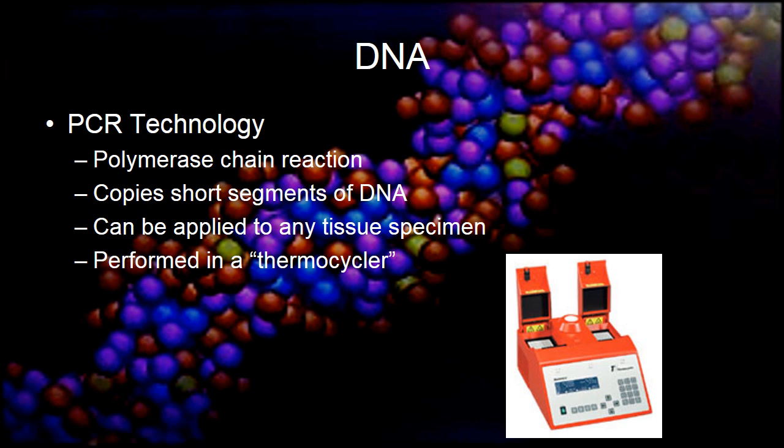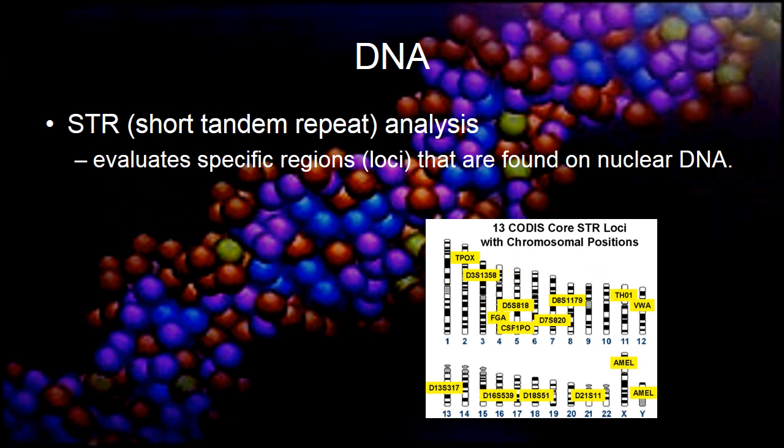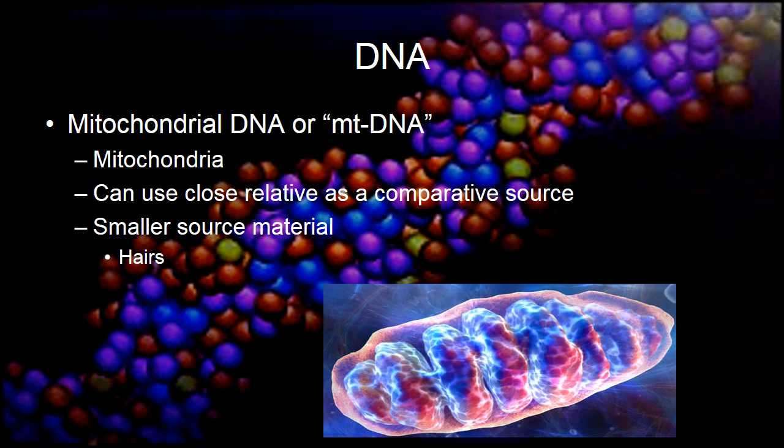PCR technology, that's polymerase chain reaction DNA technology. Again, it's like a Xerox copy of short segments of DNA from a specimen performed in what they call a thermocycler, which we have a picture of here. PCR allows us to work with even smaller segments of DNA. We have STR analysis too, which evaluates specific locations or regions or loci found on nuclear DNA and compares them to samples collected.